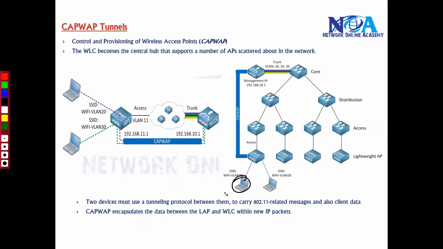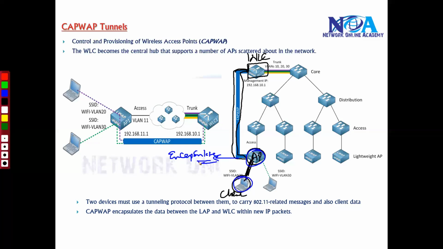Let's say this is a wireless client. This wireless client is going to connect to the access point. Now this access point has already established a CAPWAP tunnel, which is established once they discover and join with each other. The WLC is going to receive the information. So the access point is going to encapsulate all the data, the user traffic, inside this CAPWAP tunnel, and it is sent to the WLC.